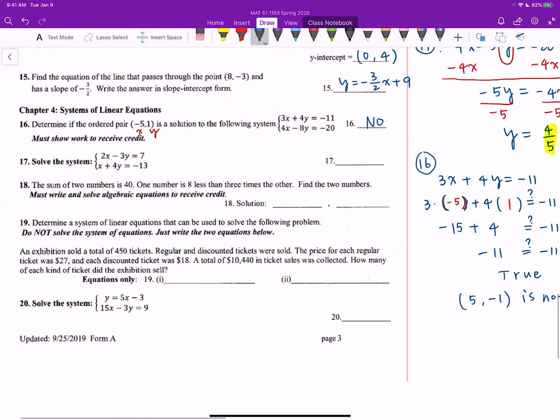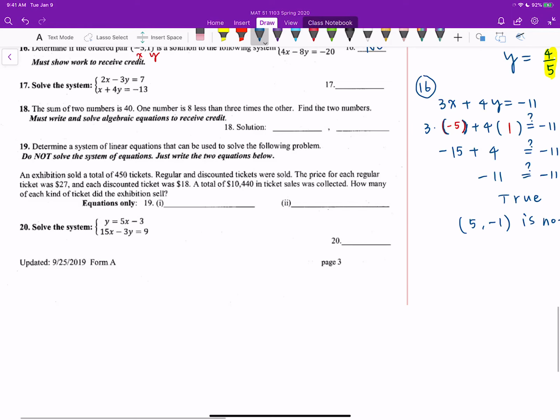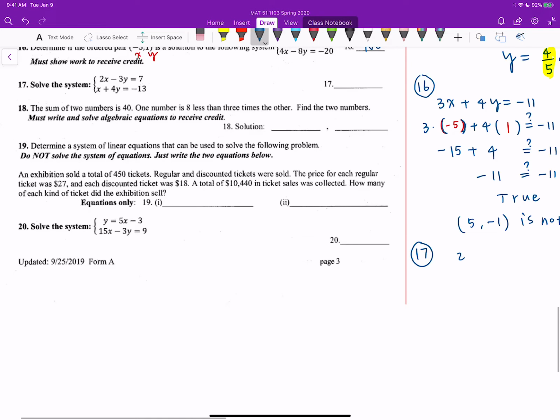Moving on to number 17. Solve the system. 2x minus 3y equals 7, x plus 4y equals -13. Let me write right here, number 17. 2x minus 3y equals 7, x plus 4y equals -13. Let's double check, see if our equations are correct. 2x minus 3y equals 7, x plus 4y equals -13.